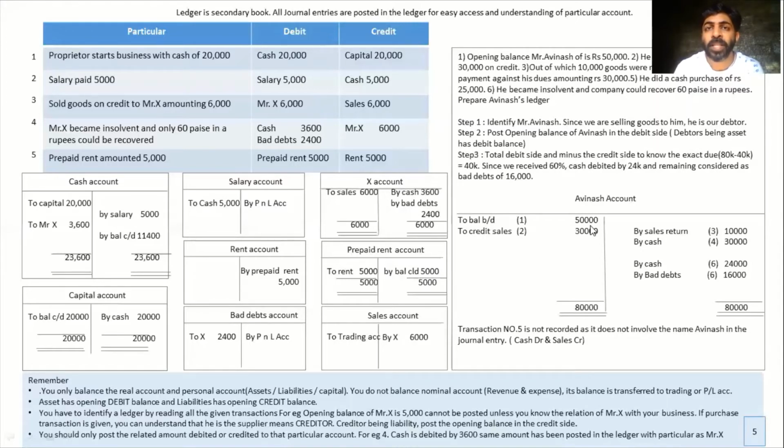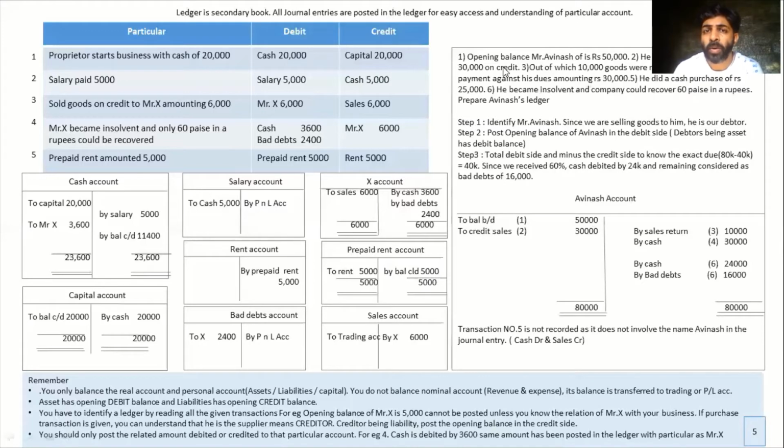Is it a liability? Is it an income, or is it an expense? All right, so for me, I understand Avinash is a debtor and a debtor carries a debit balance, so I'm going to post it on the debit side. He purchased goods worth 30,000 on credit. Now what's the journal entry?